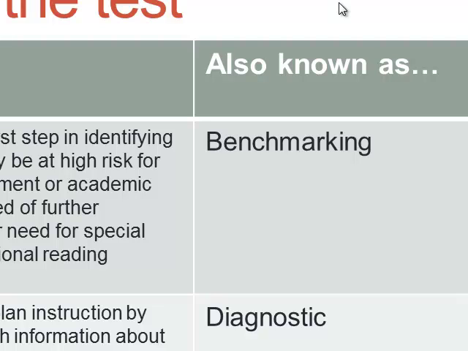So let's look at the first type, a screening measure. A screening measure is designed as a first step in identifying children who may be at high risk for delayed development or academic failure and in the need of further diagnostic testing for either more intentional reading instruction or special services. This is often called benchmarking, and this is typically done 3 to 4 times a year. In the school district that I taught in, it was done 3 times a year. September, January, and May. Now, that's dependent upon, obviously, how your school district works. But think about the screening measures that your school uses.